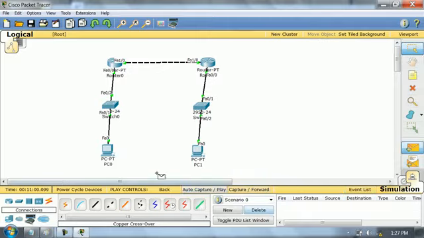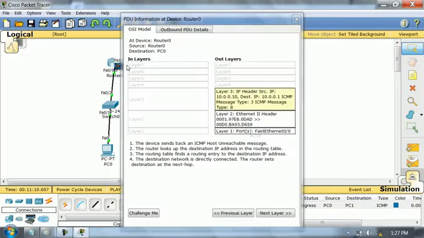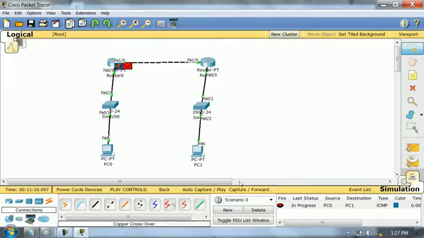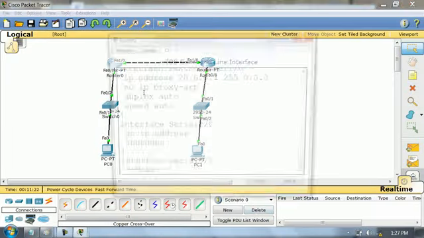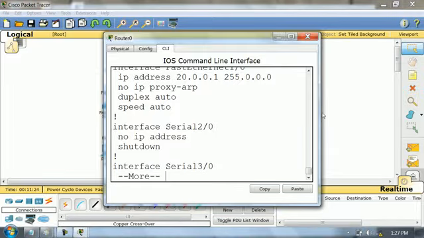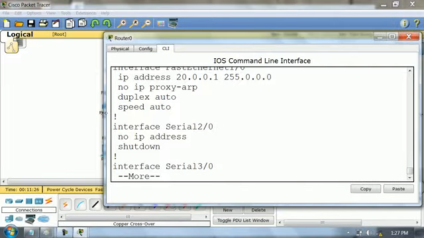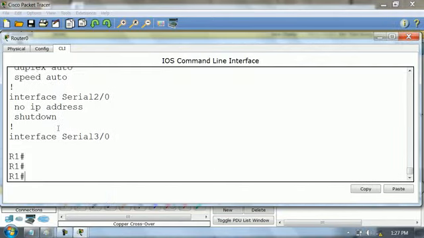This guy has to communicate with 30.0.0.1. It will send packet to router. Now what router will do? First of all, we have to define the routes. We have not defined the routes till now. Fine. How to define routes? IP route.